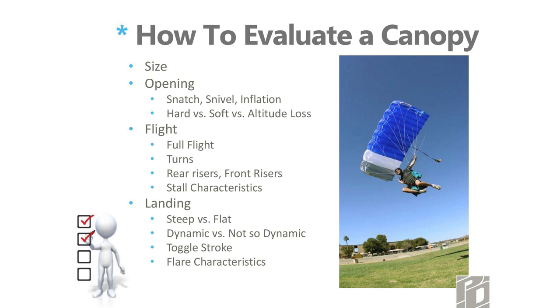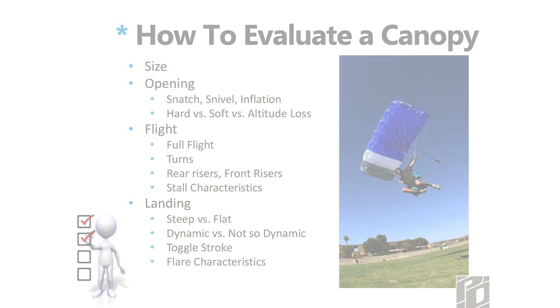At PD, when we do research and development test jumps, we break the opening down into three individual parts. The snatch, which is obviously the canopy coming out of the bag and what that feels like. The snivel, which is when the canopy is open, you're at full line extension, the slider is all the way up, and the canopy is sniveling. What does that feel like? And the inflation, which is typically seen as the slider coming down and the canopy inflating through the crossports.